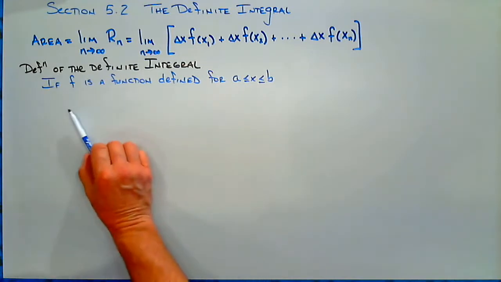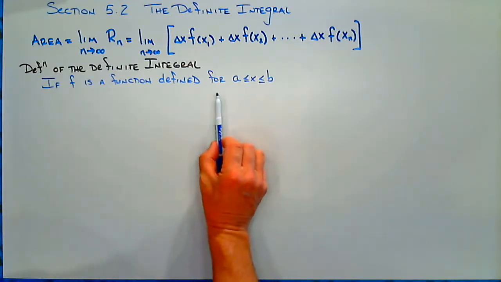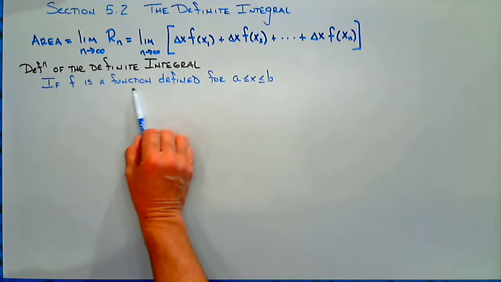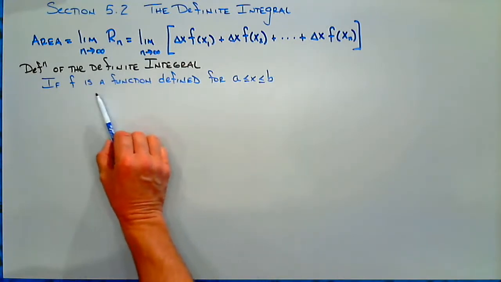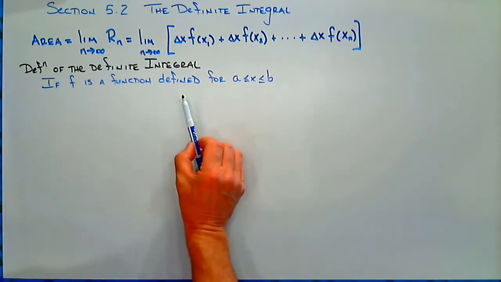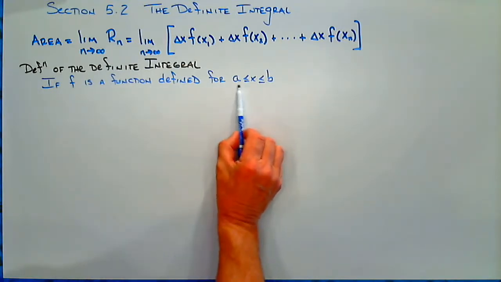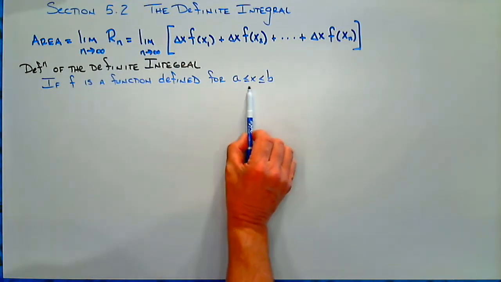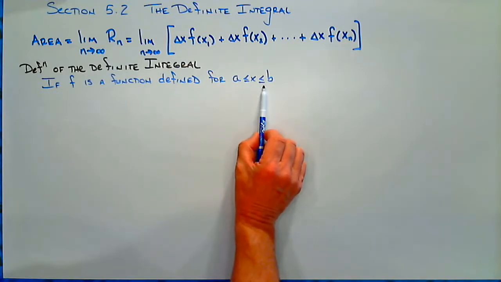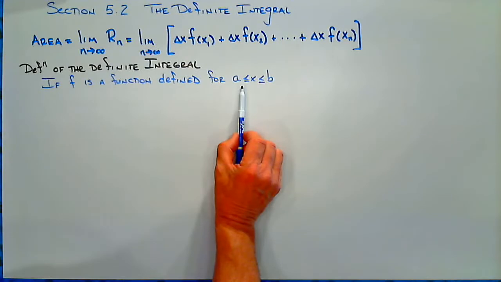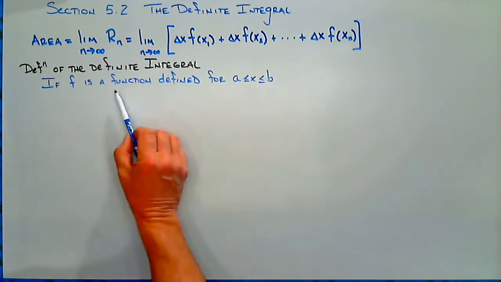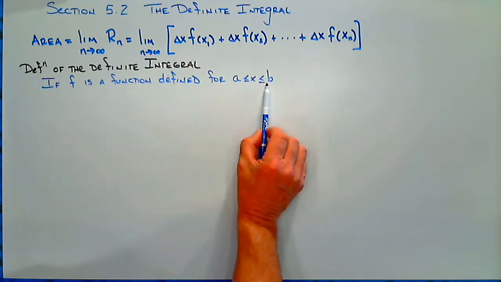F is a function. We're not surprised by that. But what's missing here? What word is not here? The word that's not here is continuous. It does say f is defined for all the x's between a and b. So there are no holes in our function. There are no vertical asymptotes between a and b.